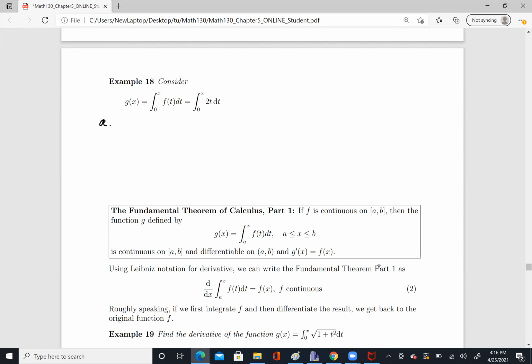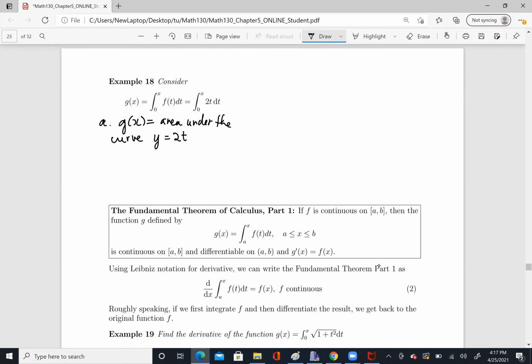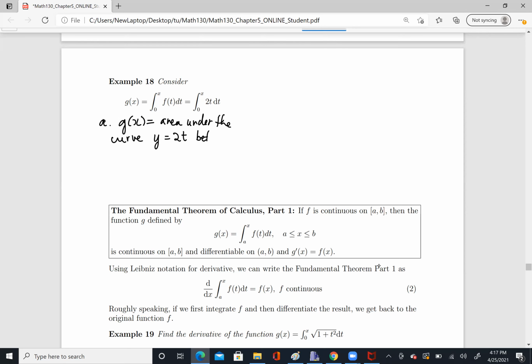Let's find g of x. Remember that g of x is the area under the curve y equal to 2t between 0 to x.